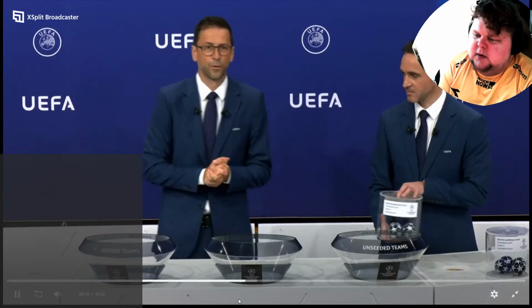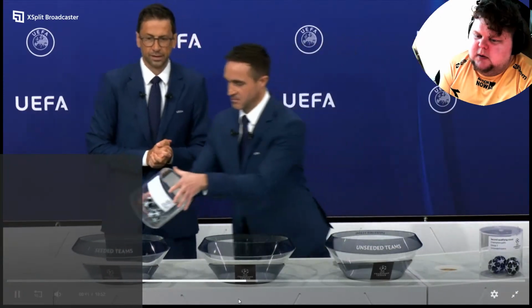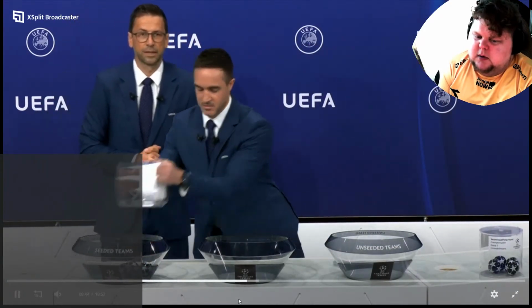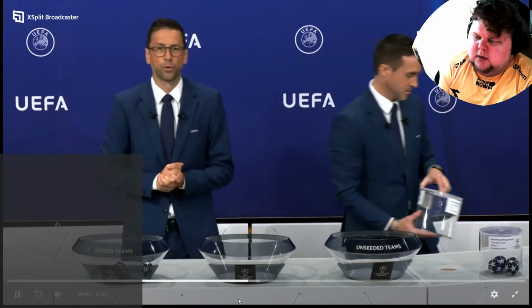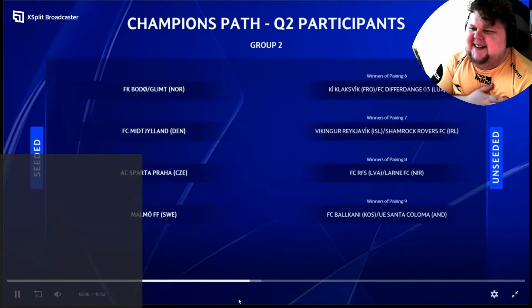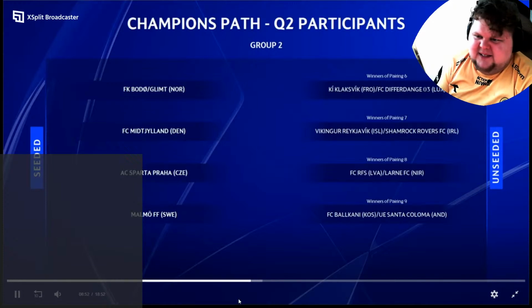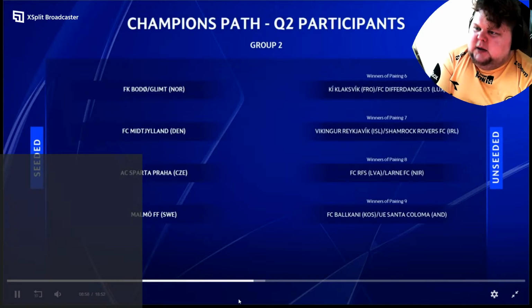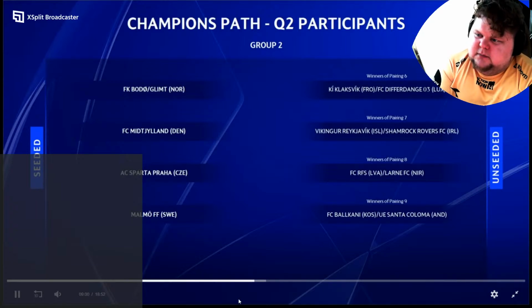So let's focus on Group 2. And here we just prepare and let's have a look at the seeded teams. We have FK Bodø Glimt from Norway, FC Midtjylland from Denmark, AC Sparta Praha from Czechia, and Malmö FF from Sweden. So let's look at the teams on the unseeded side. Yes, on the unseeded side, in Group 2 we have the winners of pairing 6, so Kai Klaskvik from Faroe Islands or FC Differdange 03 from Luxembourg.